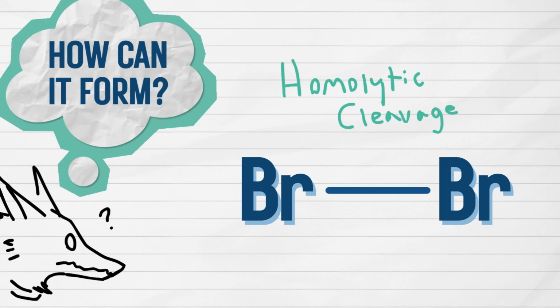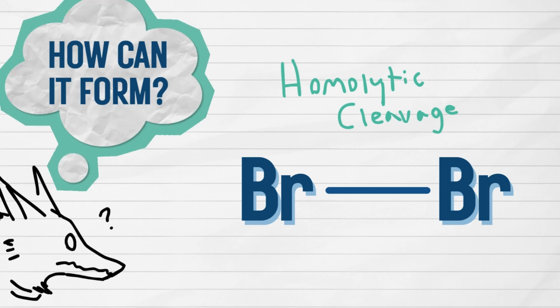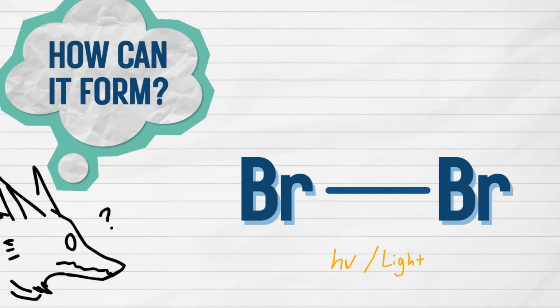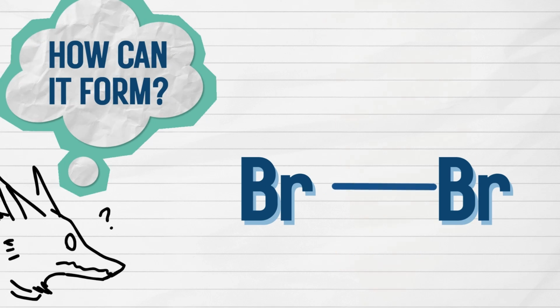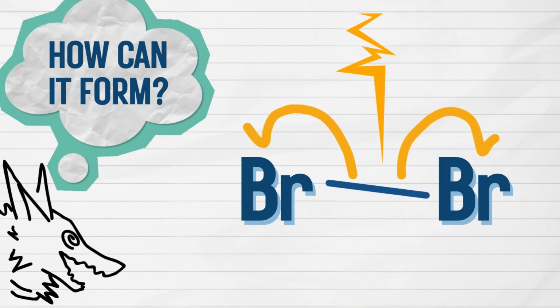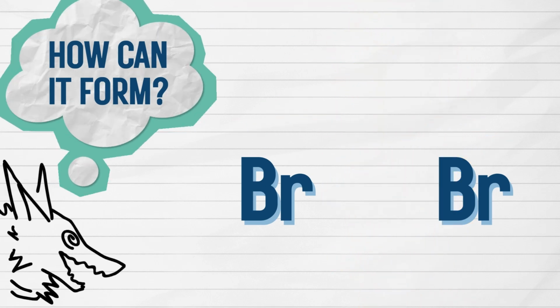Both atoms get an equal single electron to become a radical. To make this happen, we need something to catalyze the reaction to make them split apart. You can do this photochemically using light, also denoted as hv for the constant and wavelength frequency. So just imagine that it zaps that bond in half, and that will form 2 bromine radicals.